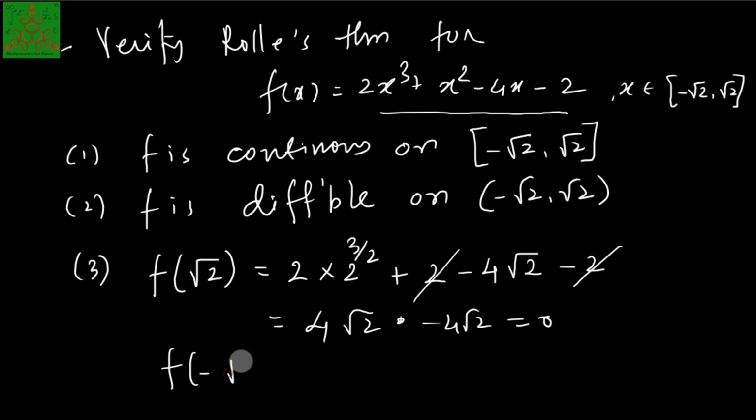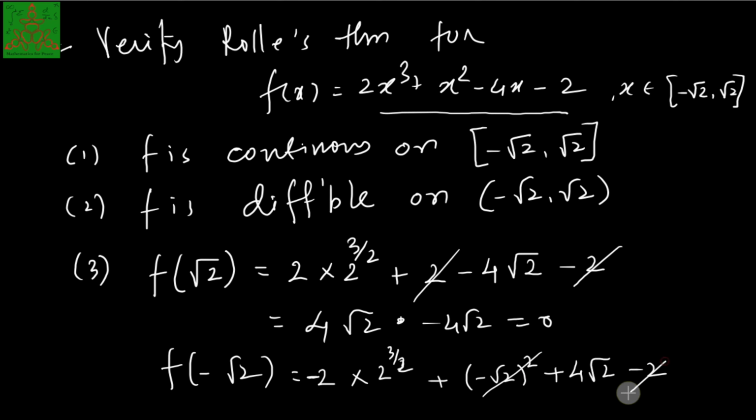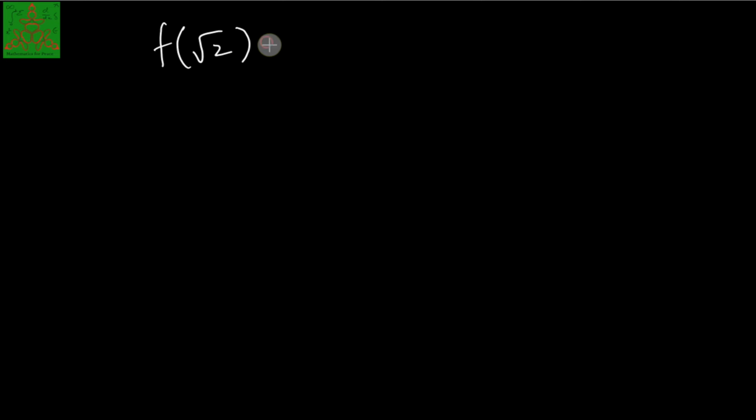And f of minus root 2 also has 2 into minus root 2 cubed, because of the cube, and x squared is there, so it is minus root 2 squared, but the square will have a positive sign. Here it will have plus 4 root 2 minus 2. This quantity will get cancelled out, and the others cancel with plus and minus. So we can say that f of root 2 is equal to f of minus root 2, equal to 0.